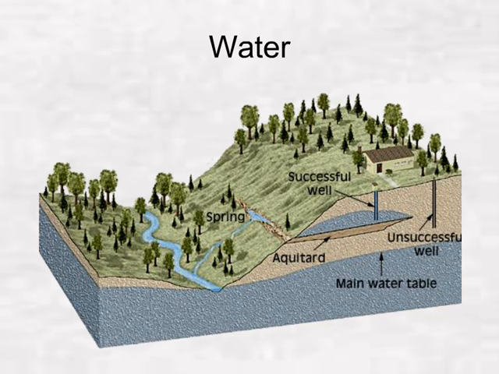The unsuccessful one isn't deep enough to hit the main water table, so it's a dry well. If they dug it a little bit deeper to hit the main water table, it would be a successful well. The other well is successful because they happen to hit a perched water table, although the supply of water here isn't as great as it would be if they dug the other well just a little bit deeper.